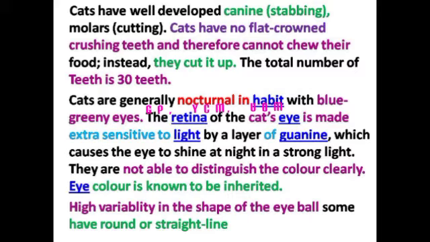Cats are generally nocturnal in habit with blue-greenish eyes. The retina of the cat's eye is made extra sensitive to light by a layer of guanine, which causes the eye to shine at night in strong light. The eye color is variable and is known to be inherited. Variability in the shape of the eyeball is also seen in different breeds of this animal.